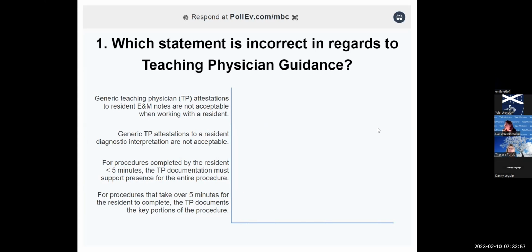The first poll is regarding teaching position guidance. Which statement is incorrect in regards to TP rules? 1, generic teaching position attestations to a resident's E&M note are not acceptable when working with a resident. 2, generic TP attestations to a resident diagnostic interpretation are not acceptable. 3, for procedures completed by the resident that take less than 5 minutes, the teaching physician must document their presence for the entire procedure. And for procedures that take longer than 5 minutes, if the resident completes, the teaching physician needs to identify the key portions and document their presence for those key portions.